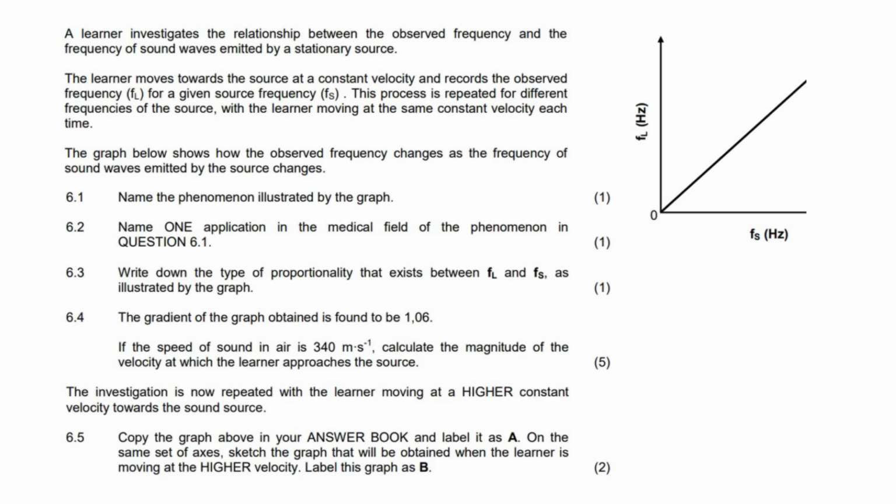A learner investigates the relationship between the observed frequency and the frequency of sound waves emitted by a stationary source. That sentence there has so much that I would like to talk to you about quickly. We need to know what is the difference between the observed frequency and the source frequency. So let's say for example, we have an ambulance siren. So here's the siren.